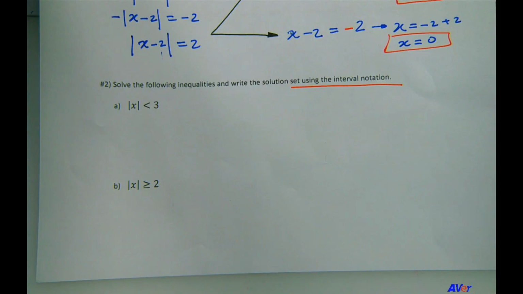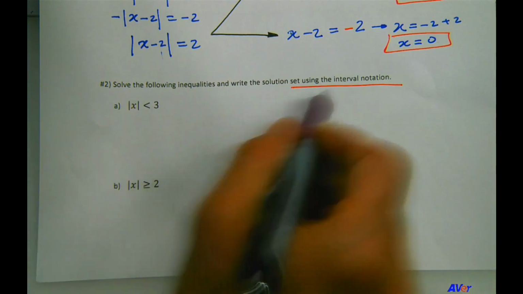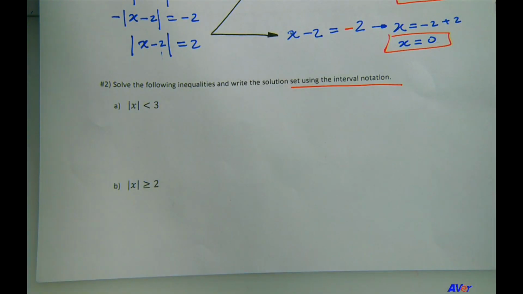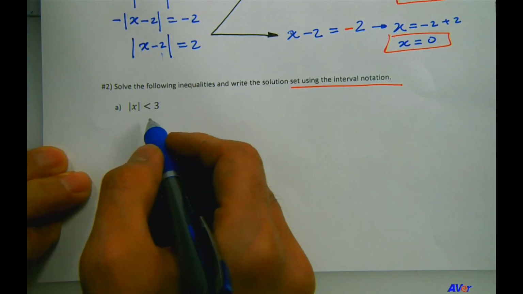We must use interval notation to give the answer, okay? Because there are infinitely many solutions here when we have solution. Okay, so it says solve these inequalities and write the answer using the interval notation. Let's do that here.